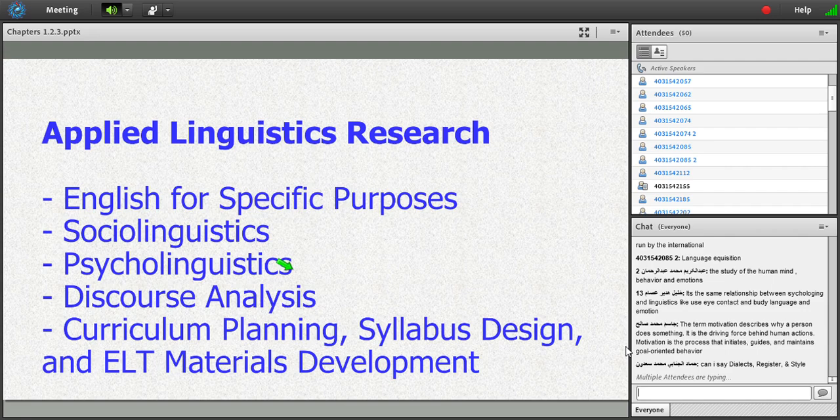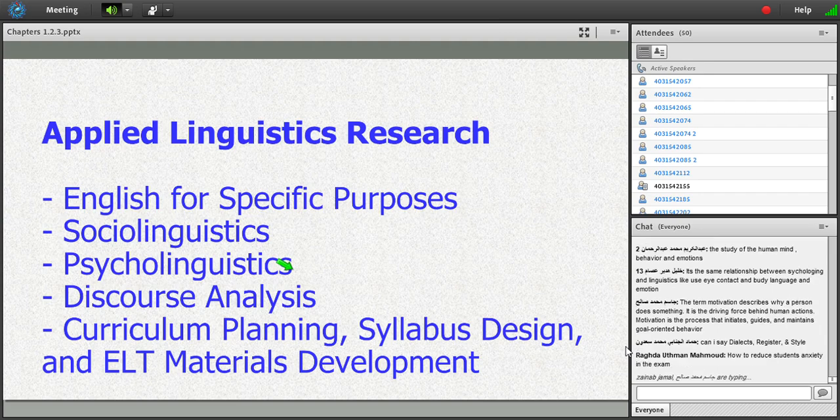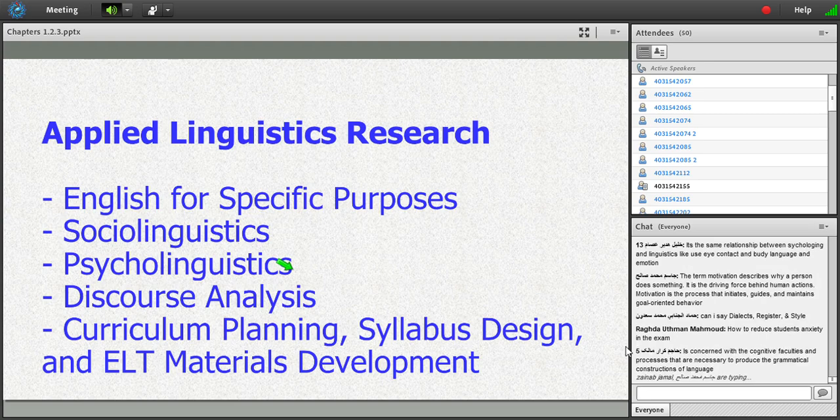So let me read what your friends wrote. The same relationship between psychology and linguistics. That's right, the body language, you're right, good. Then motivation, yeah. Dialects, register, and style. Register and style are related to sociolinguistics because register and dialects are related to the geographical and cultural sites, okay? So they're related to sociolinguistics.